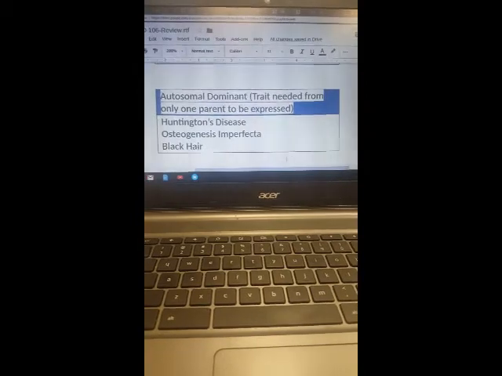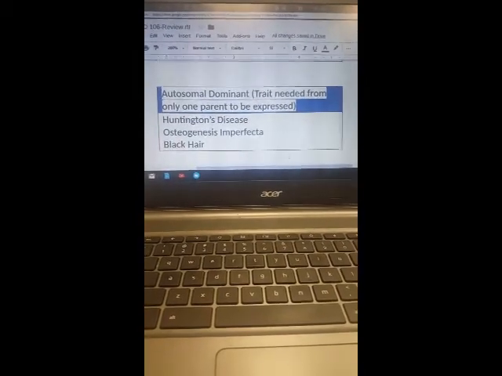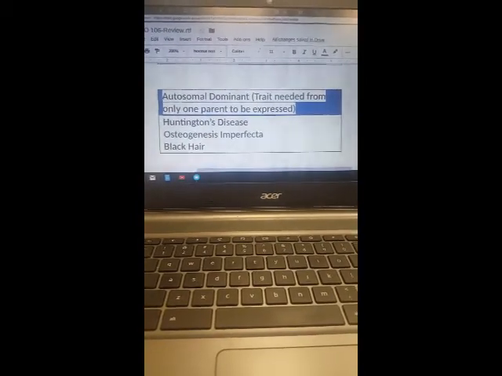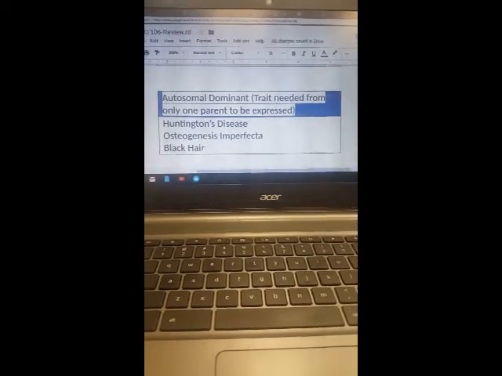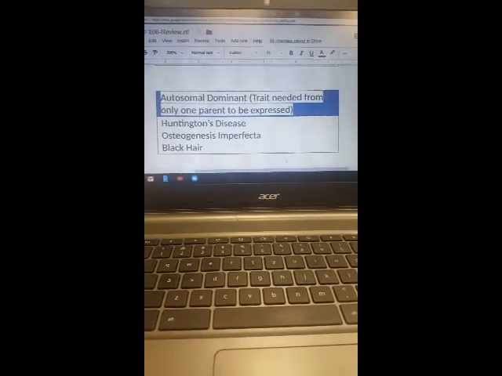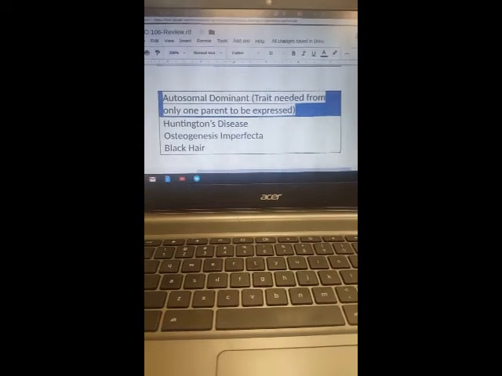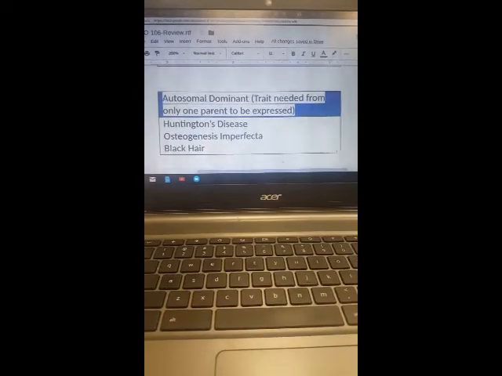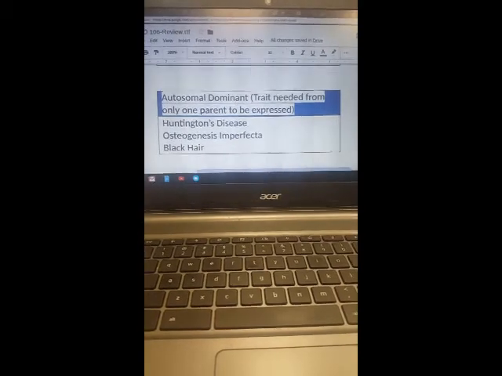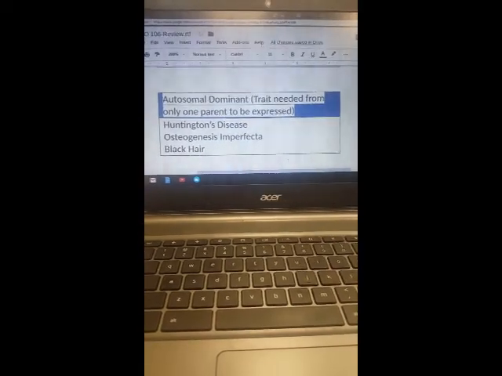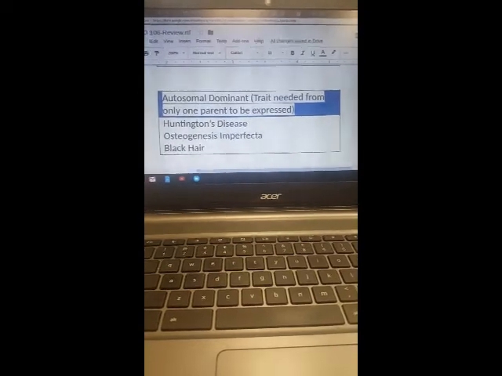Here is a list of traits that are autosomal dominant, meaning that you only need to get a copy from one parent for it to be expressed. Remember, don't confuse the autosomal traits with the sex-linked traits. Autosomal has nothing to do with the sex of the parent for how it's passed down. Sex-linked does.